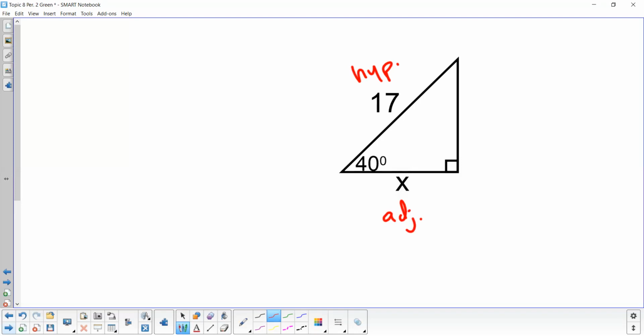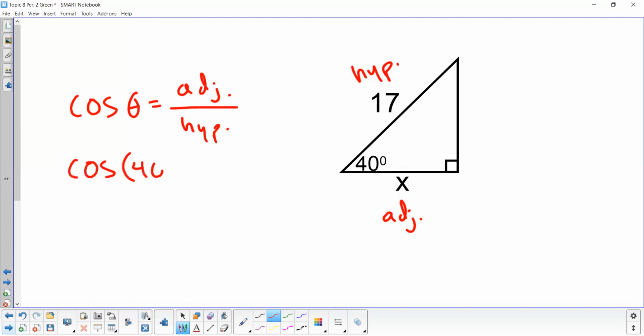So, cosine of theta equals adjacent over hypotenuse. Let's plug in what we've got. Theta is 40 degrees. The adjacent is x. Hypotenuse is 17. And x is being divided, so we will multiply.